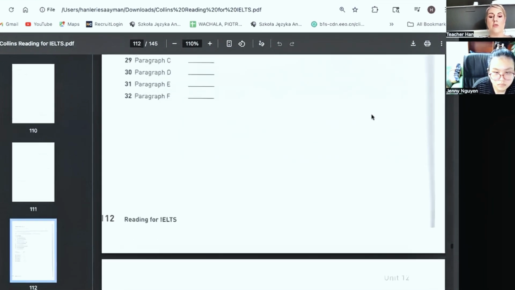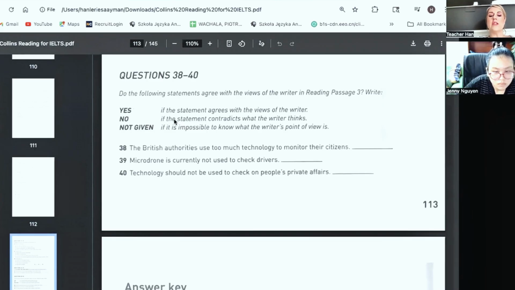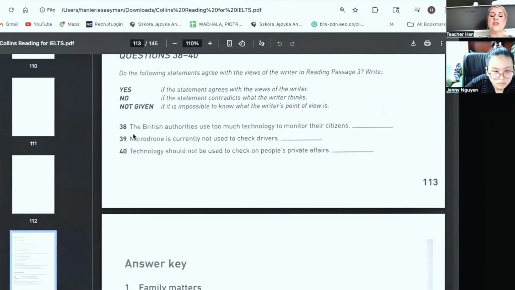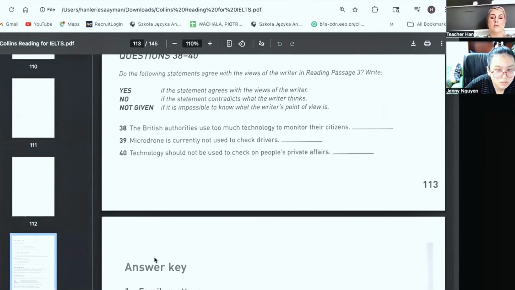Okay. Now, moving on to the next part. Do the following statements agree with the views of the writer in reading passage 3? Write yes if the statement agrees with the writer, no if the statement contradicts, and not given if it's impossible to know what the writer's point of view is. So, number 38, can you read 38 for us? The various authorities use too much technology to monitor the citizen.